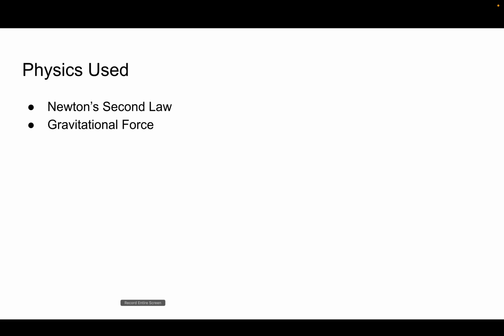Since the star's mass and its distance from the black hole were known, and the net force was calculated from the star's acceleration, I could rearrange the gravitational force equation to solve for the mass of the black hole.